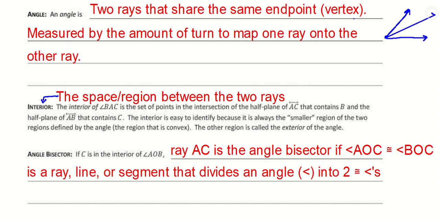So bi means two and sect means parts. And this part here is going to be congruent to this part down here. So for angles, when we want to mark congruent, we use these little arcs. We might use two arcs to signify that they're congruent, or one arc, just like we did slashes before. Now, when we name an angle, like angle AOB, the middle letter is always going to be the vertex, okay?